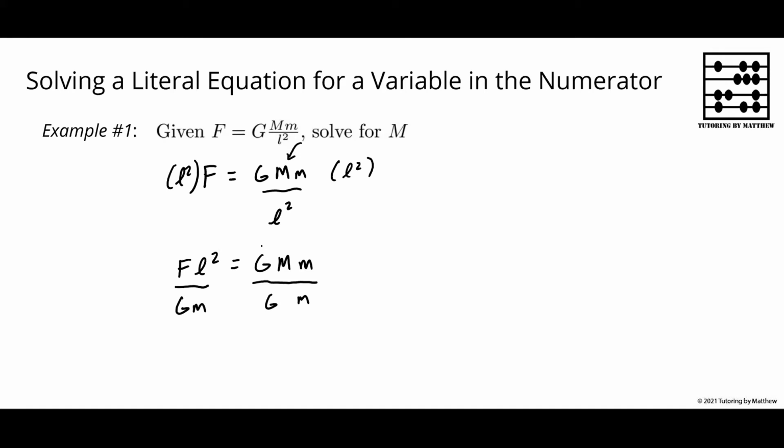Notice on the right that these cancel, leaving you with just the variable that you're solving for. M equals F times L squared over G times little m.